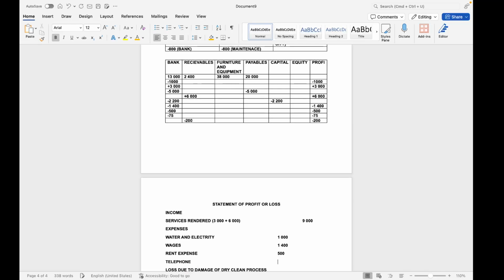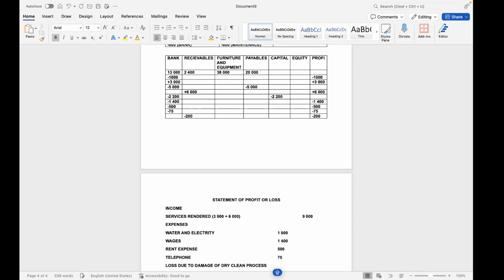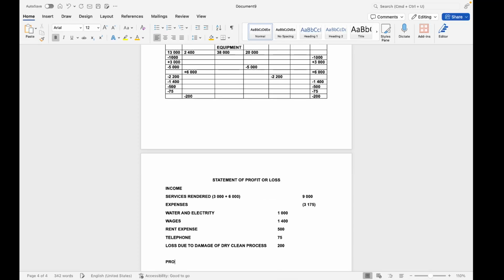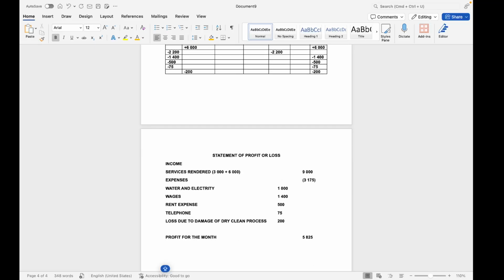1.4. Our rent expense is going to be 500. Our telephone is 75 rand if I'm not mistaken, and our loss due to the damages is 200. Meaning that our expenses, we need to add all of them here. So it's going to be 1,000 plus 1,400, which is 2,400, plus 500, which is 2,900, plus 200, which is 3.1, plus 75 rand. So it's going to be a total of 3,175, meaning that our profit for the month is going to be 9,000 minus 3,175, which is 5,825, like this. Are we all on the same page here, guys?